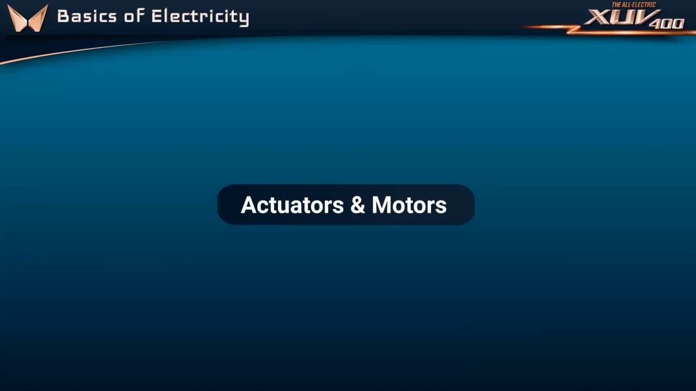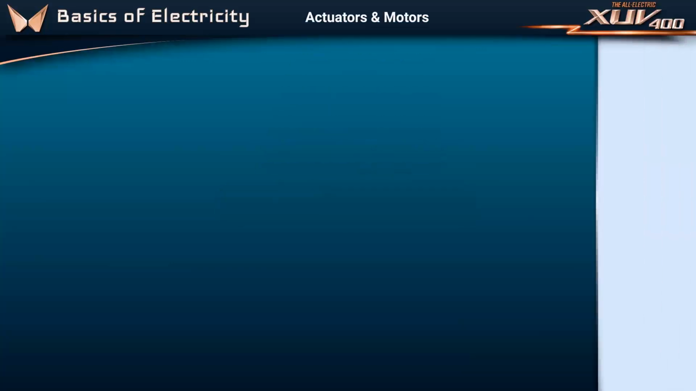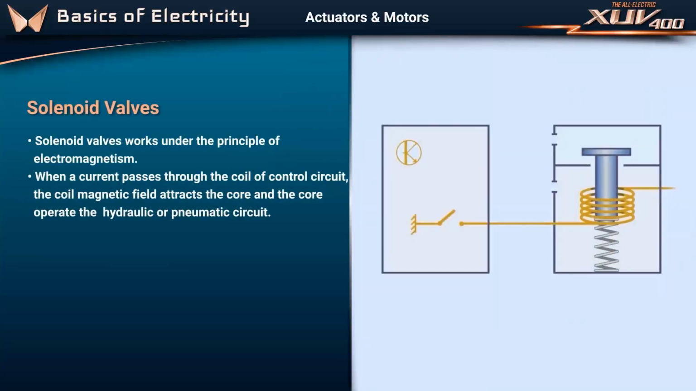Actuators and motors. Solenoid valves. Solenoid valves work under the principle of electromagnetism. When a current passes through the coil of the control circuit, the coil's magnetic field attracts the core and the core operates the hydraulic or pneumatic circuit.